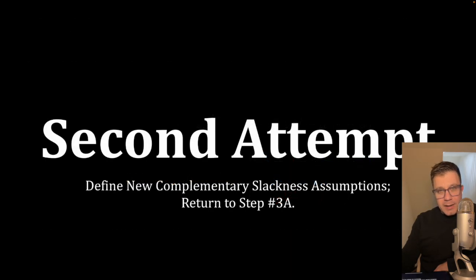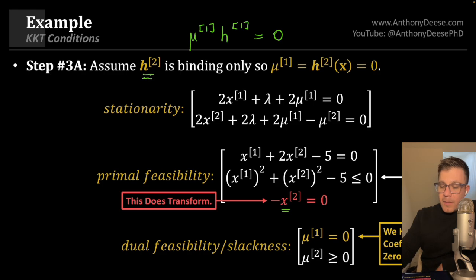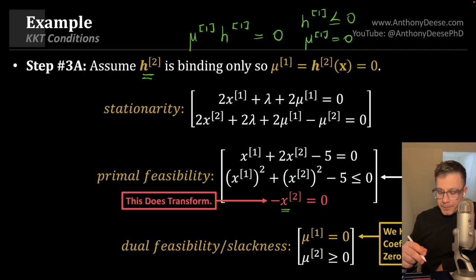Second attempt. What we need to do is define a new assumption associated with complementary slackness and return to step 3A. So for this case, we are going to assume that only h2 is binding. So that's going to be this one down here. If h1 is not binding, that means its corresponding mu value must be equal to 0, right? Because the product of both of these must be equal to 0. If h1 is less than or equal to 0, then mu1 must be equal to 0, and that's just dictated by complementary slackness.